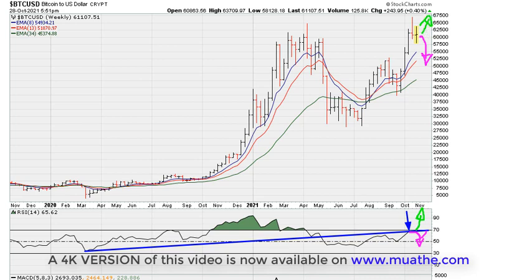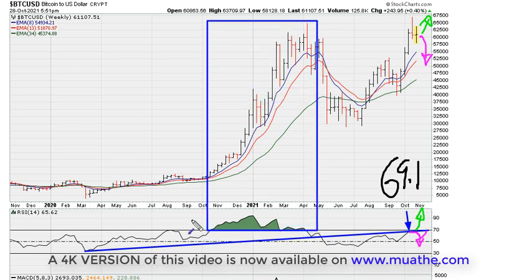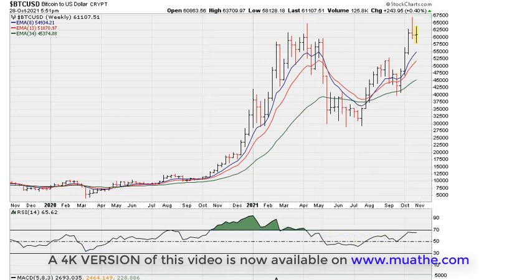69.1 on the weekly time frame. Remember, the last big move in Bitcoin was in this phase, and the weekly did move above that magic threshold of RSI 69.1. So again, I can see this line being an issue. This backtest line could be a little bit of a hindrance in the short term for BTC unless it can take it out.